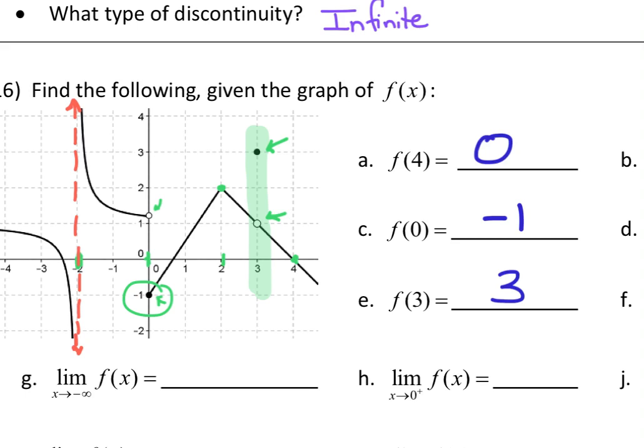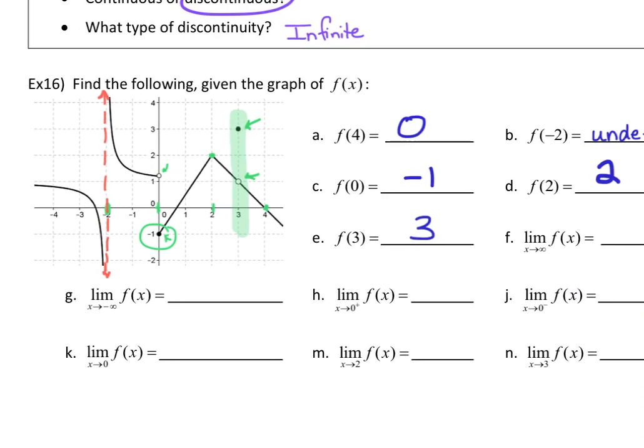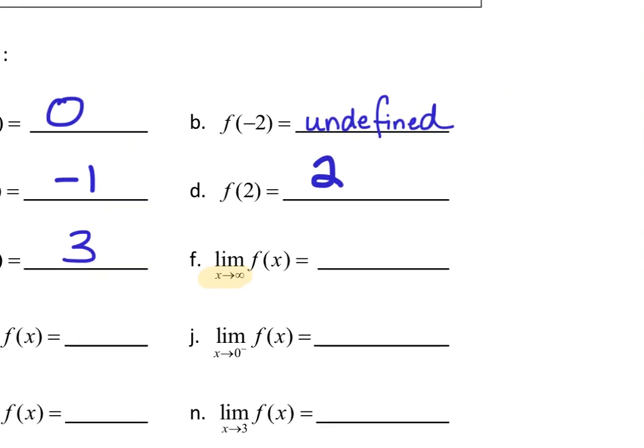The next two questions ask you to look at the end behavior as x goes to positive infinity and as x goes to negative infinity. So for letter F, as x goes to positive infinity, I want to look at the right end of the graph, and it sure looks like that graph is going down. And so my answer for letter F is going to be negative infinity.